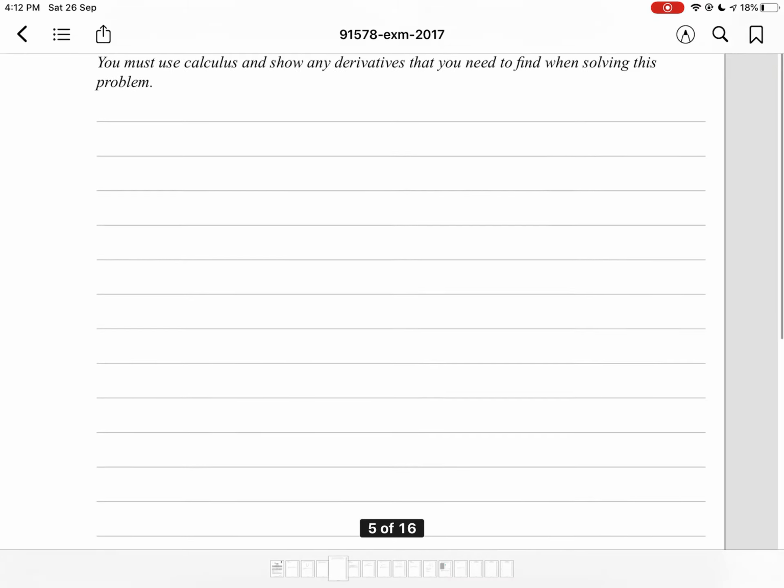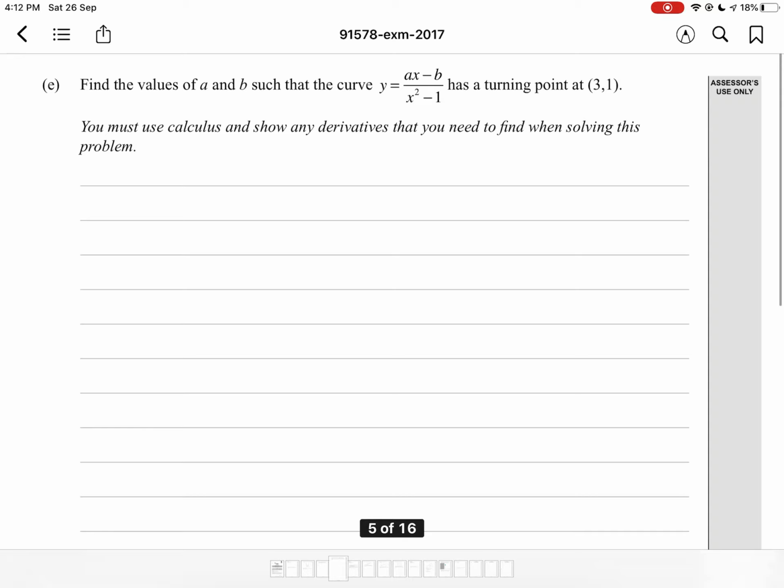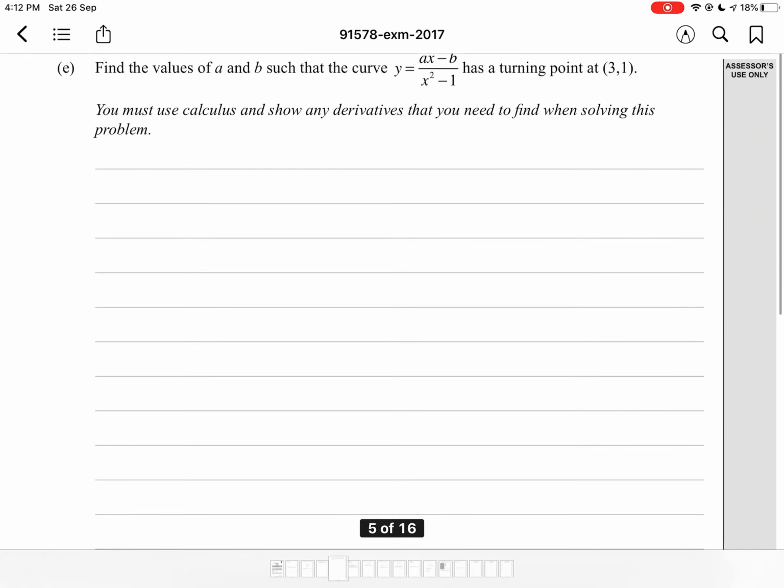Okay, looking at question E: find the values of a and b such that the curve y equals (ax minus b) over (x squared minus 1) has a turning point at (3, 1). So we know the curve has a turning point at (3, 1). Turning point means gradient equals 0. It means that it's a stationary point.